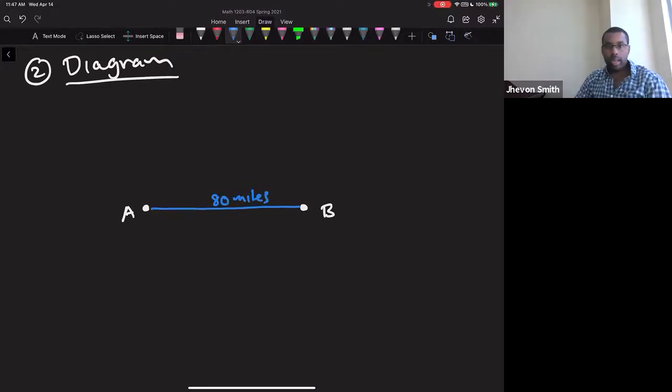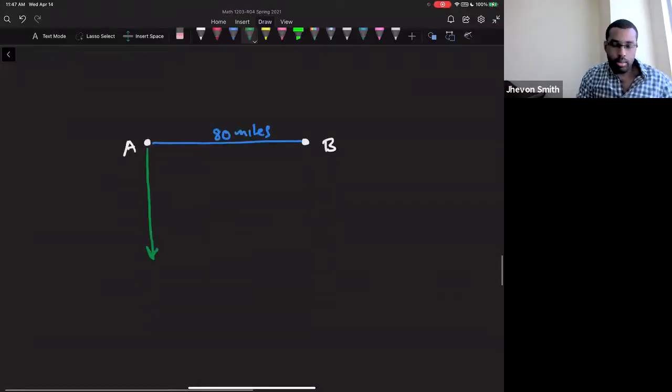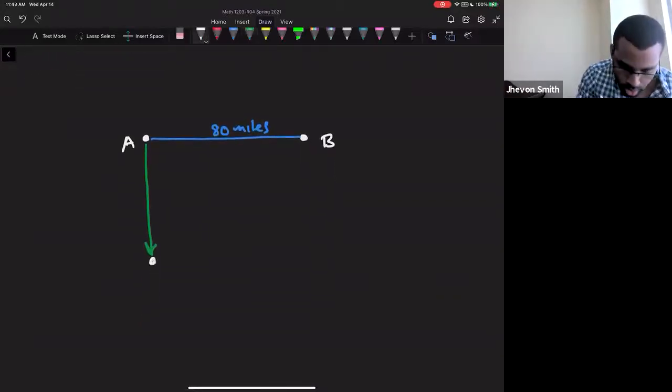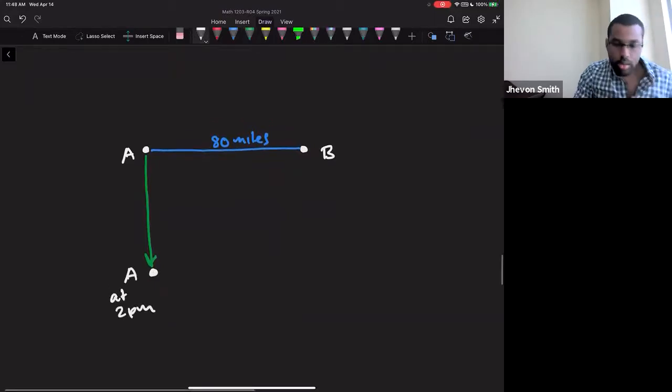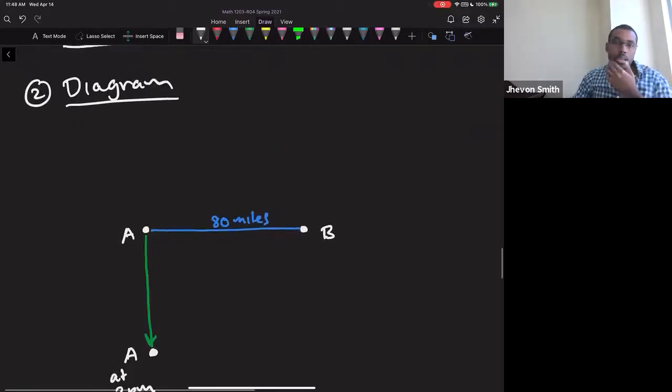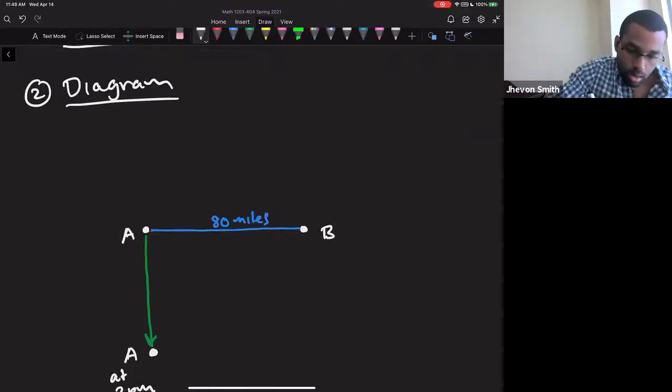Okay, all right, so we have that. Ship A sails south. So A starts moving south. Boom. Right, and here is where A is at 2 p.m. Right, and B starts going north. So at some point we have B at 2 p.m.